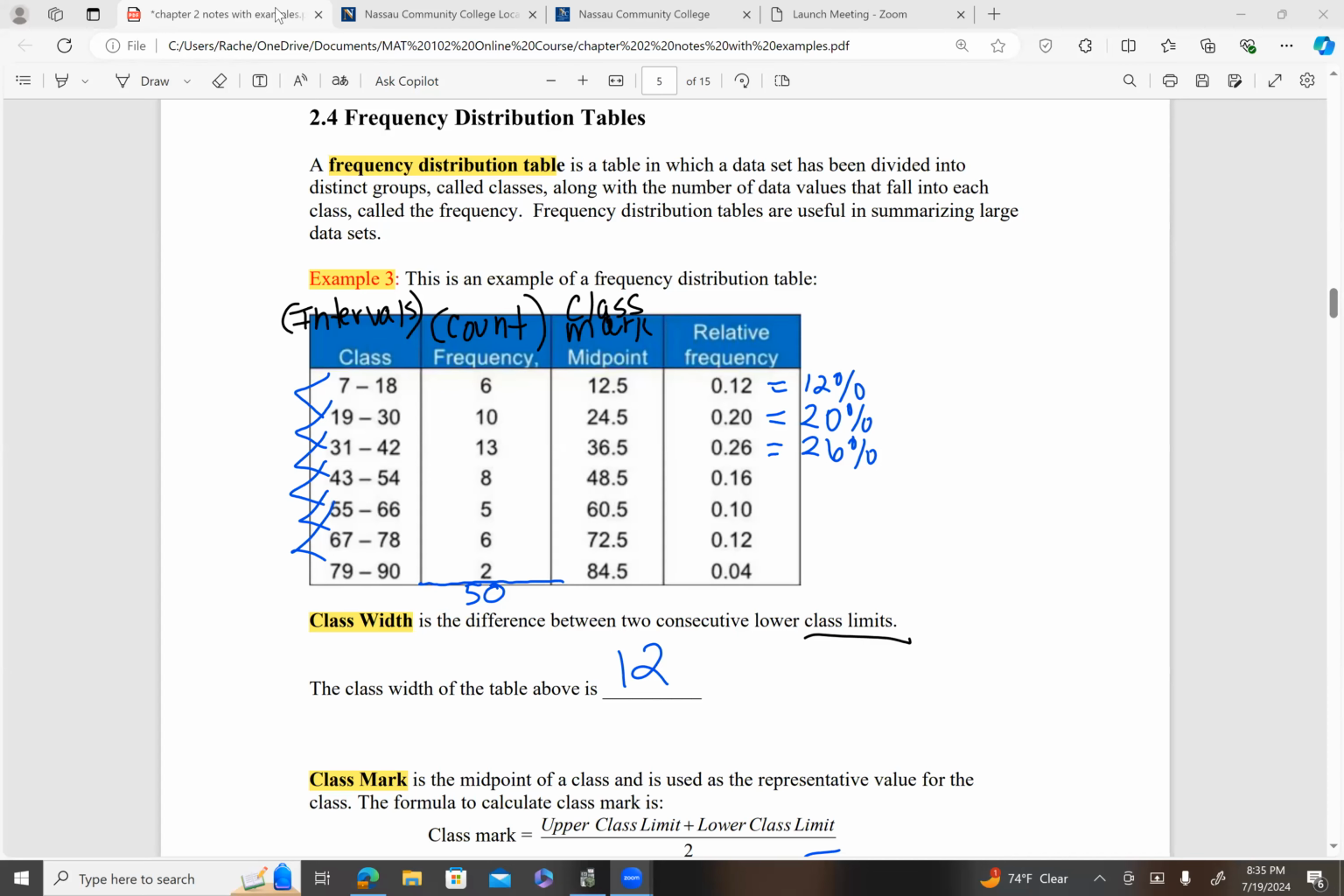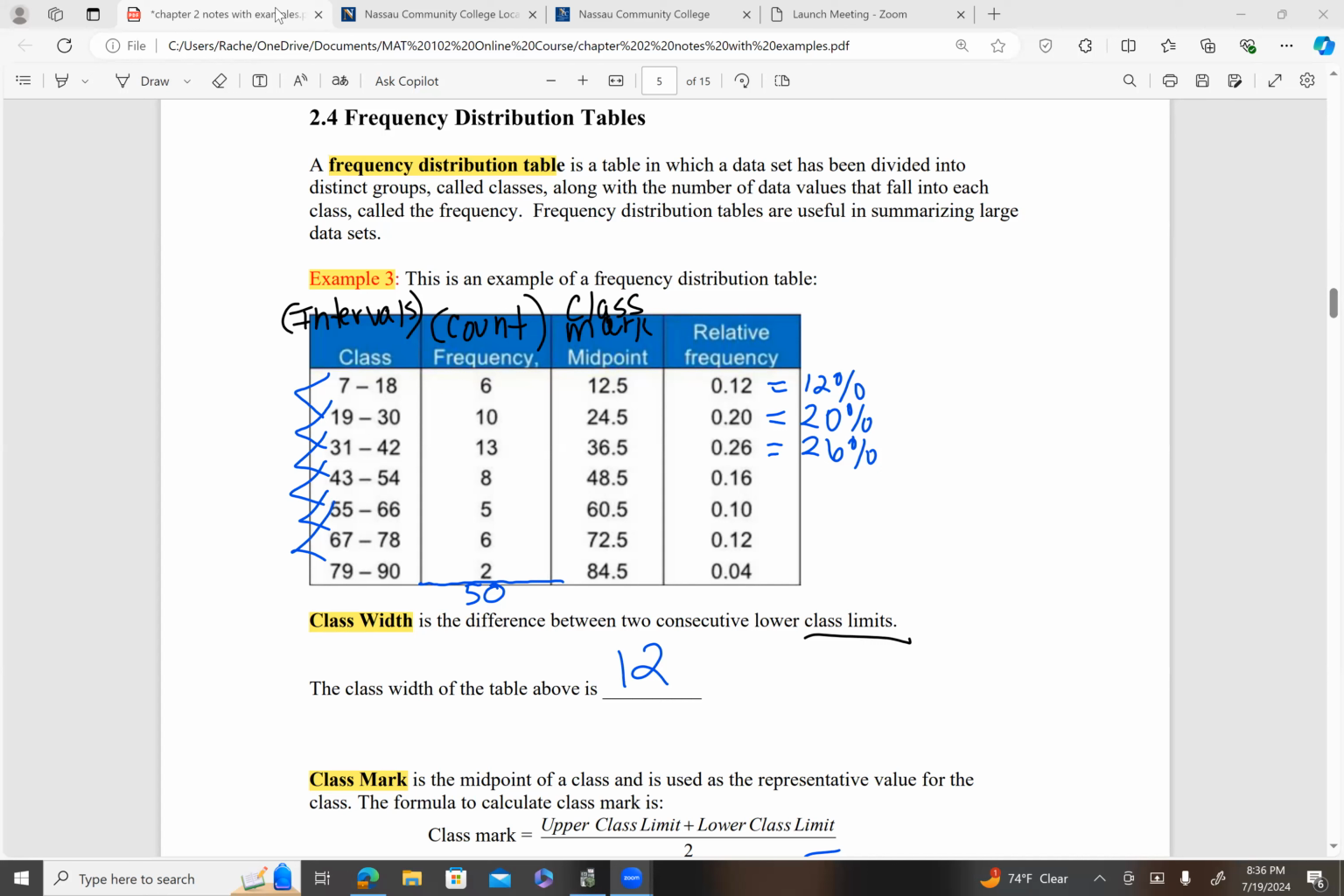Hi, everyone. Let's continue with section 2.4, frequency distribution tables. This is the last example that I did with you, example 3. In the last video, I introduced what a frequency distribution table looks like.